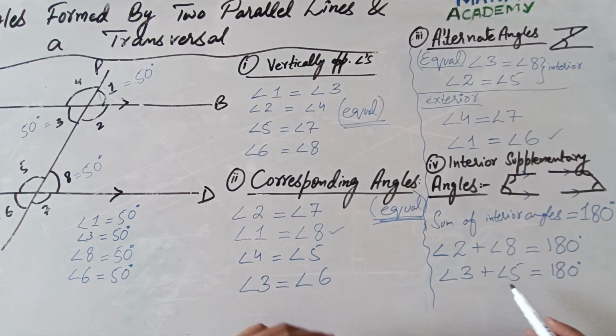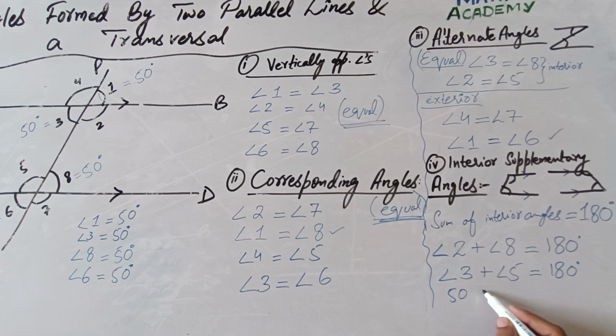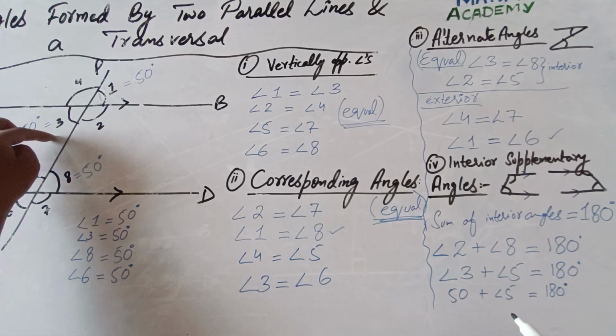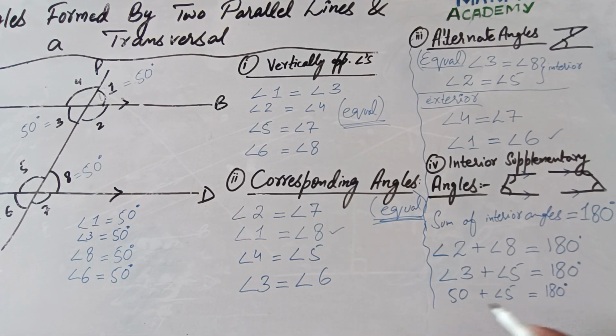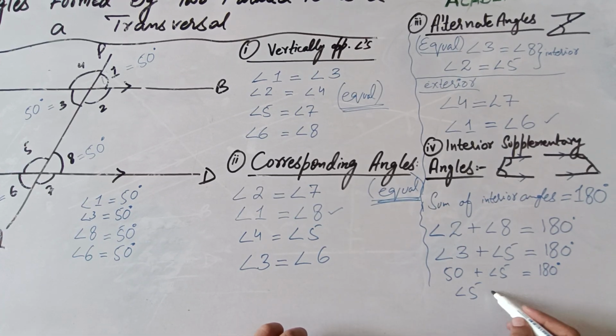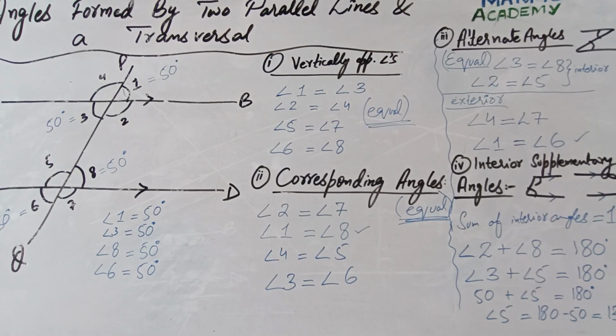Now let's start with this property. Angle 3, we know the size of angle 3 which is 50 degrees, but angle 5 is unknown. So we are writing angle 5 as it is over here, plus 50, which is equal to 180. So we are going with the interior supplementary angle property. Now 50 will go over there and get subtracted. So angle 5 is equal to 180 minus 50, which is equal to 130 degrees. It means that the size of angle 5 is 130.